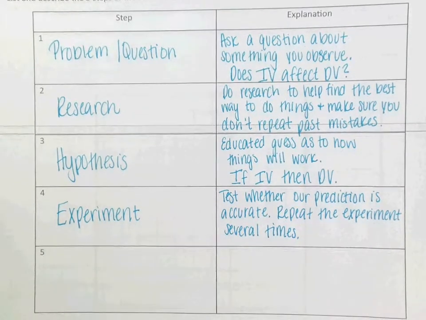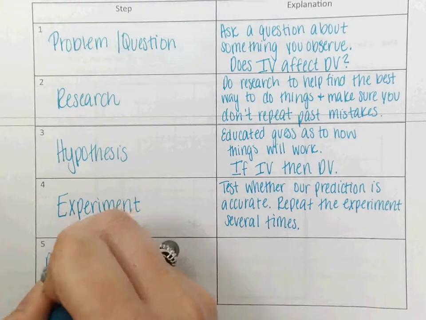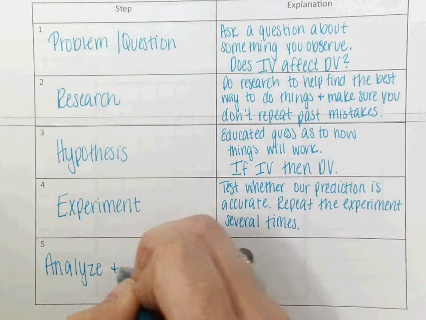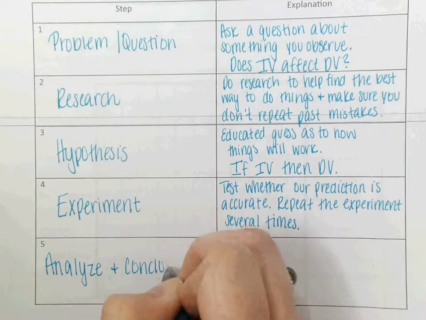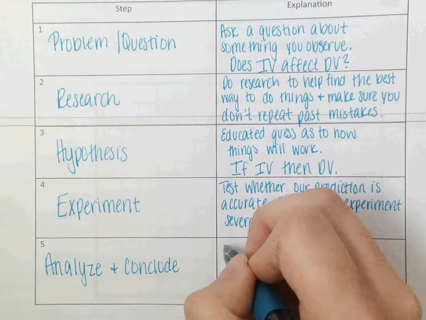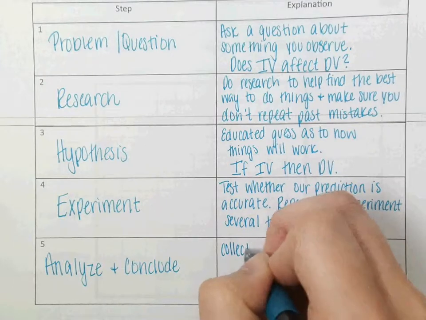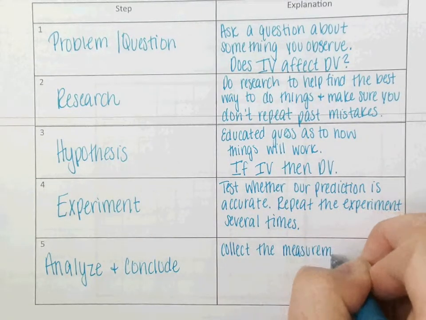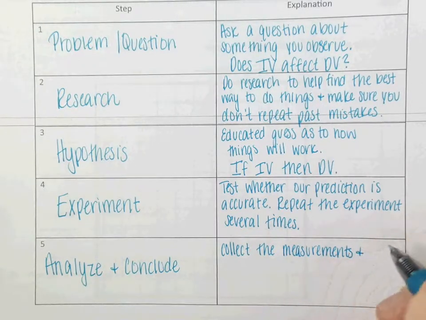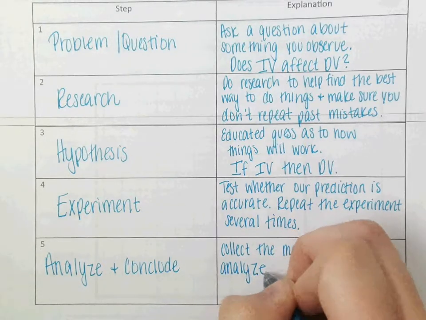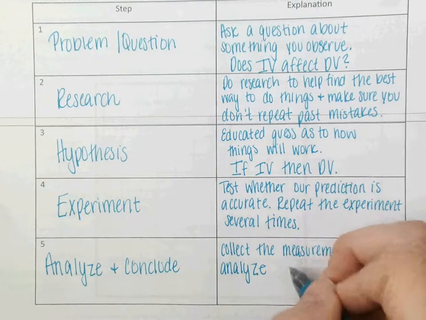Our final step is to analyze and conclude, and make sure you give me both of those words whenever you describe our last step. If you do not give me analyze and conclude, I will take off. So in this step, this is where we collect our measurements. And we analyze them to see if they support our hypothesis.